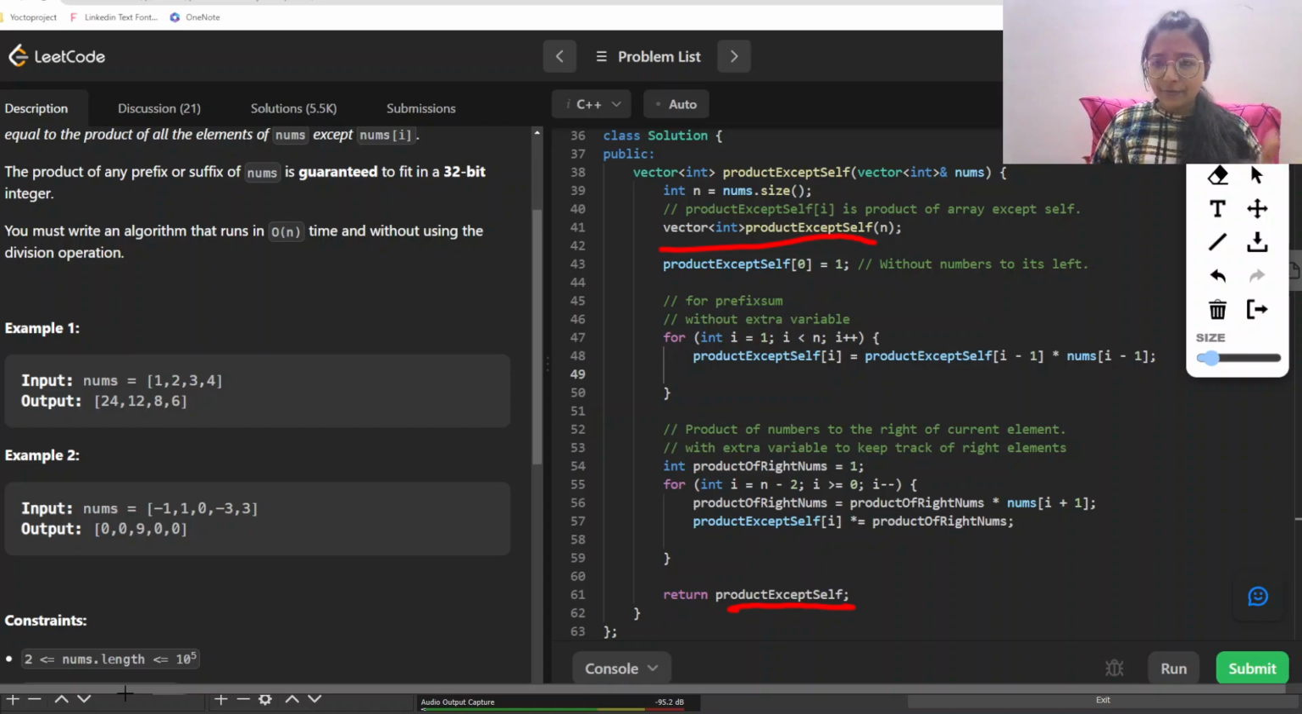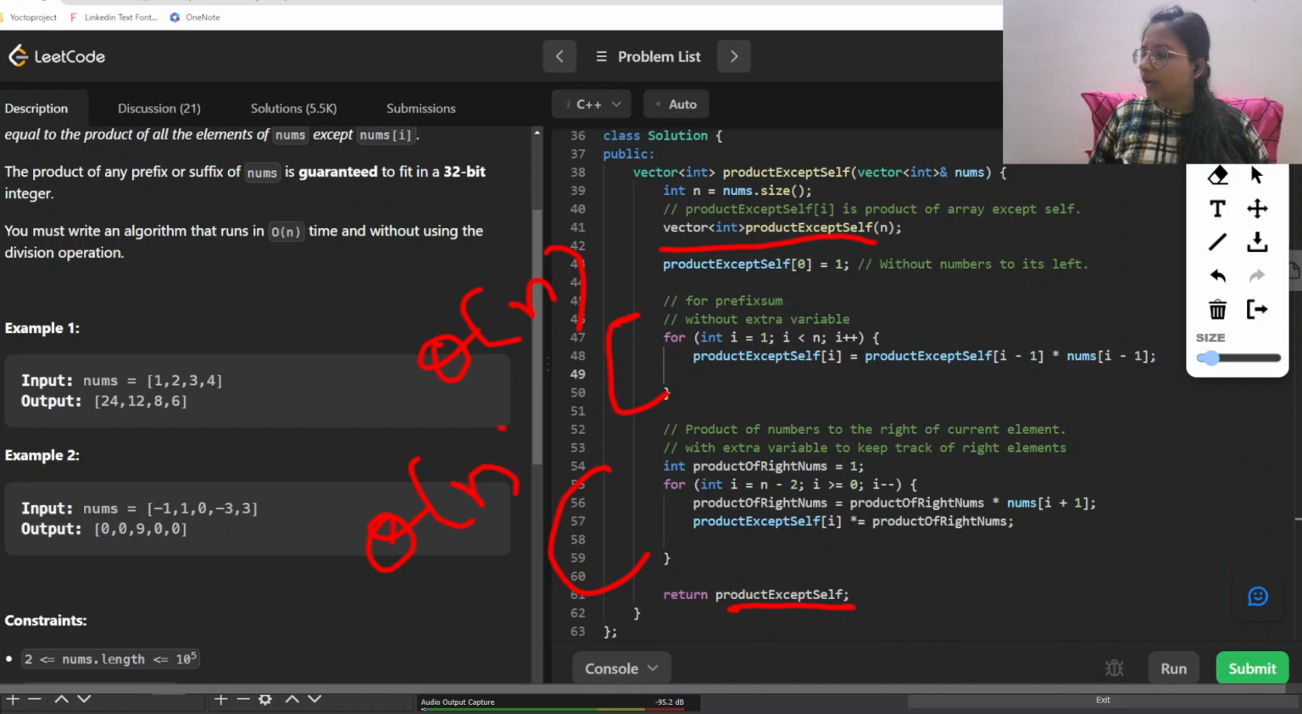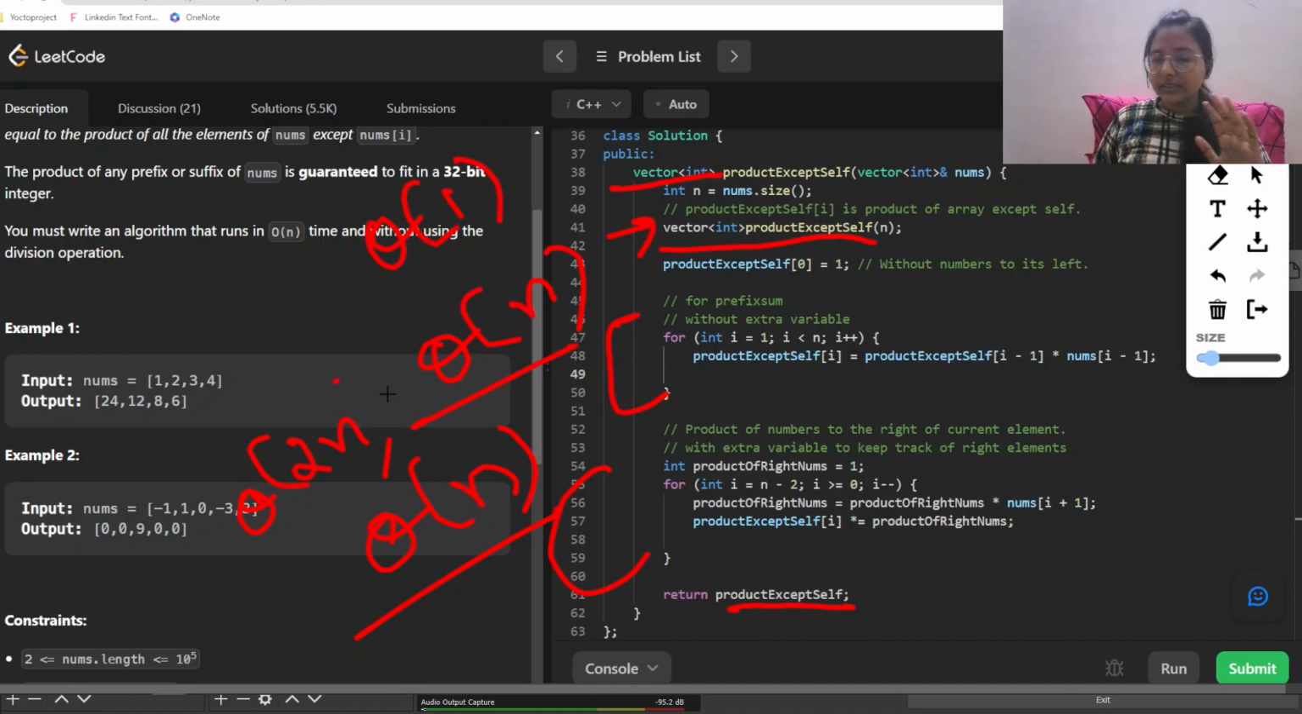Now comes the time complexity and space complexity. Here we can see it is order of n, and here also it is order of n, meaning order of 2n. For space complexity, because the output vector is required to be returned by the question, space complexity becomes order of 1, and time complexity becomes order of 2n, which is in actuality order of n only.